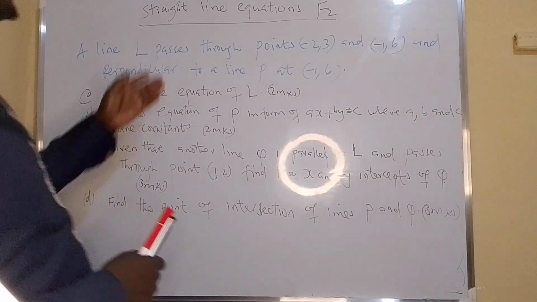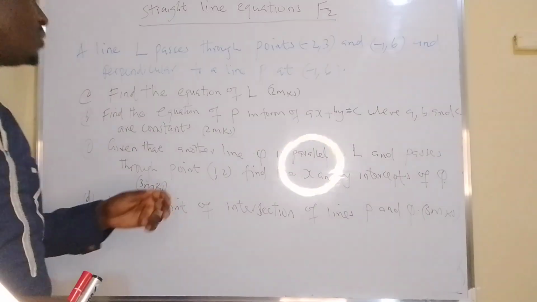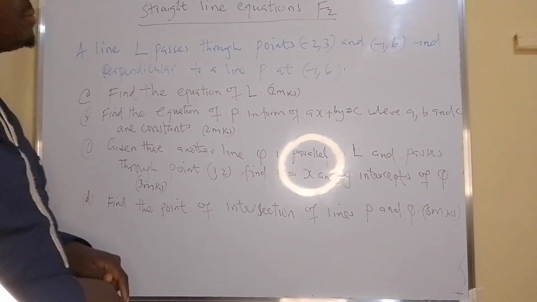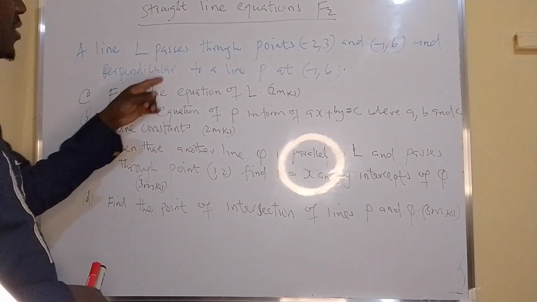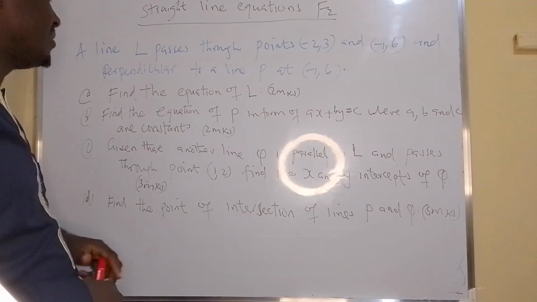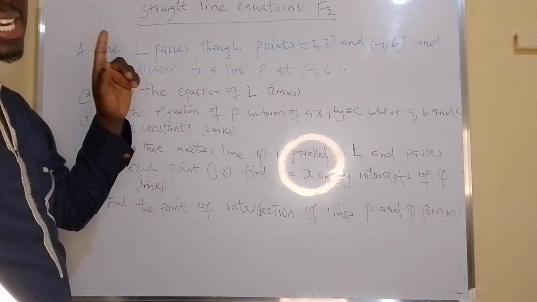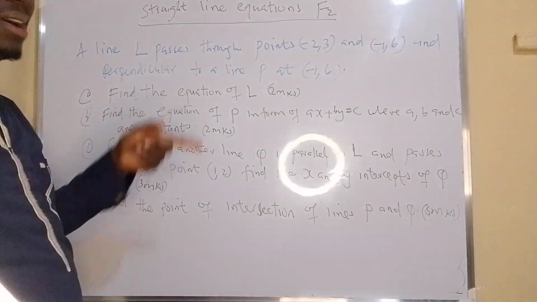These are equations of straight line, the straight line equations. Line L passes through the points (-2, 3) and (-1, 6) and is perpendicular to another line P at (-1, 6). Find the equation of line L, 2 marks.